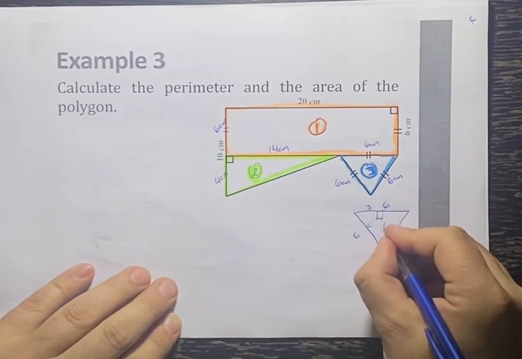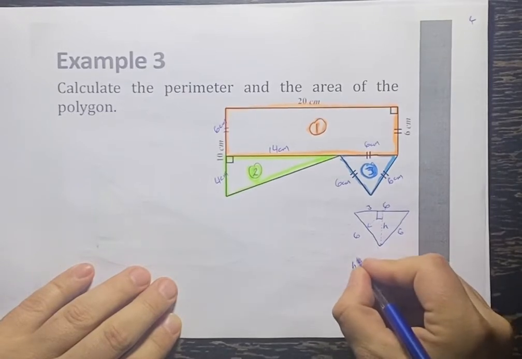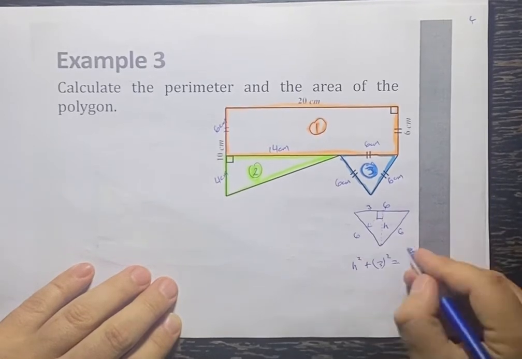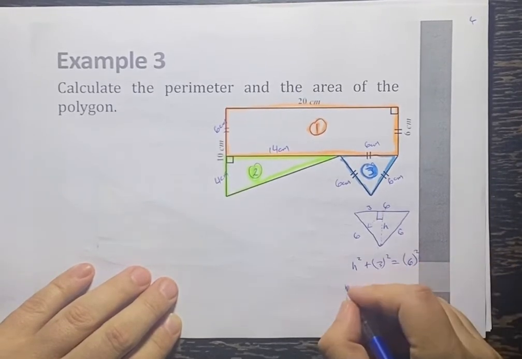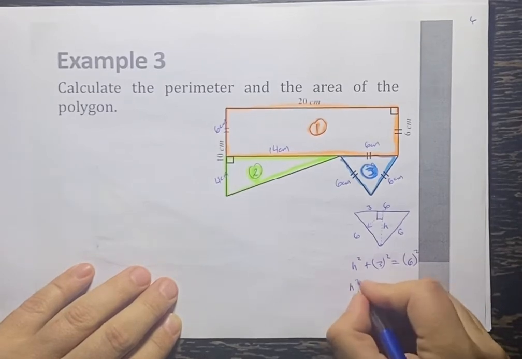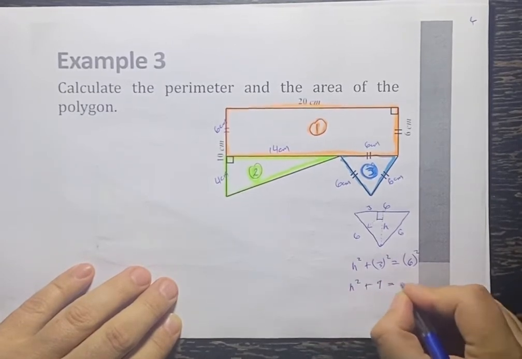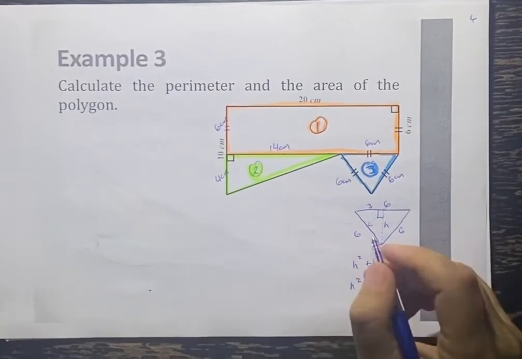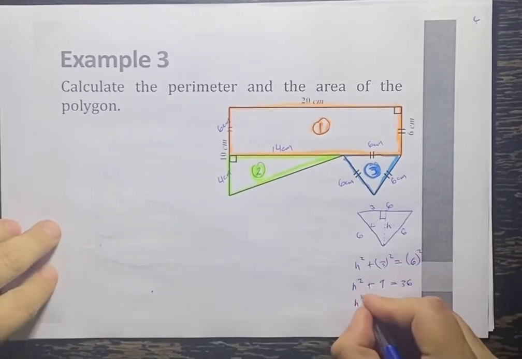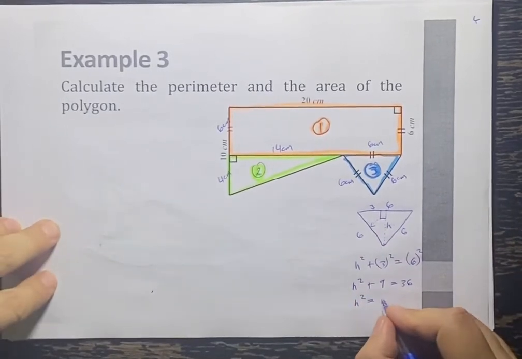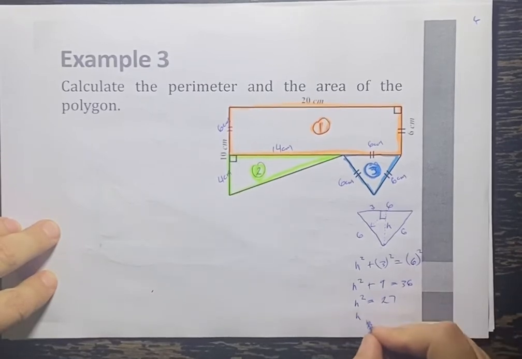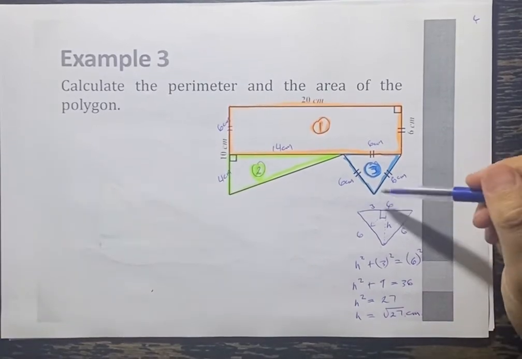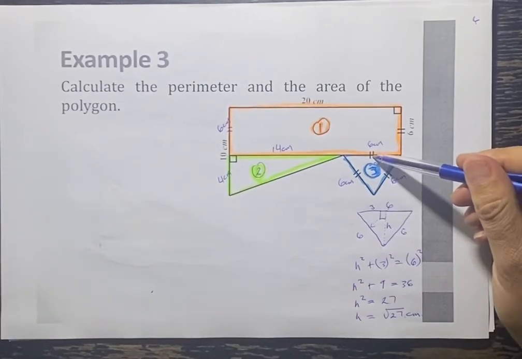And all I'm going to do is call this h. So we've got h squared plus 3 squared equals our hypotenuse squared. Okay, so we get h squared plus 9 equals 36. Take the 9 to the other side, and h squared is equal to 27. So h is equal to the square root of 27 centimeters. Okay, so now I know the height of this triangle over here.